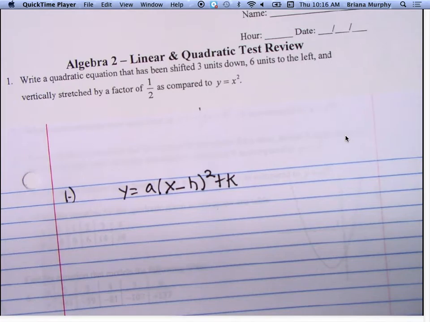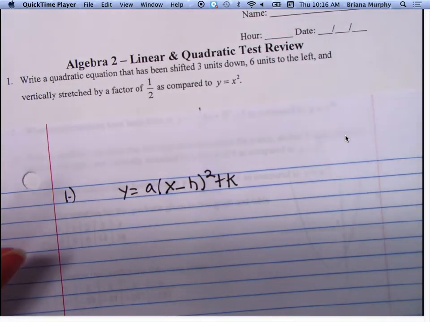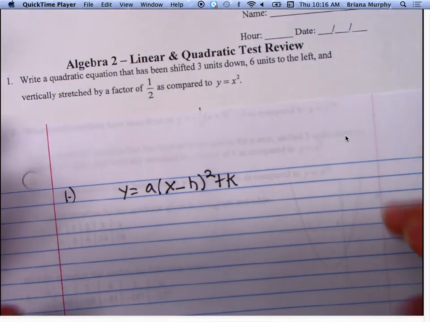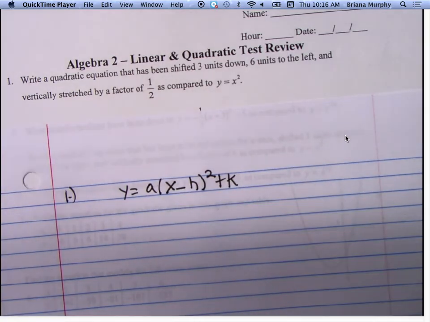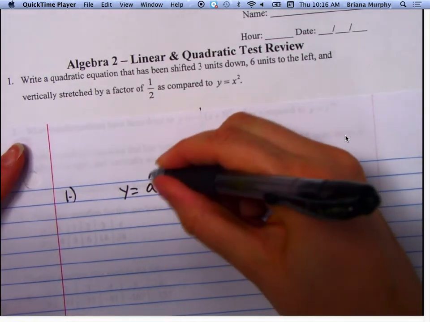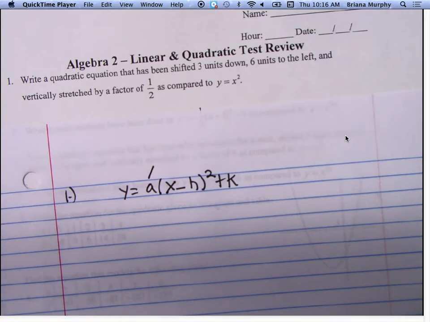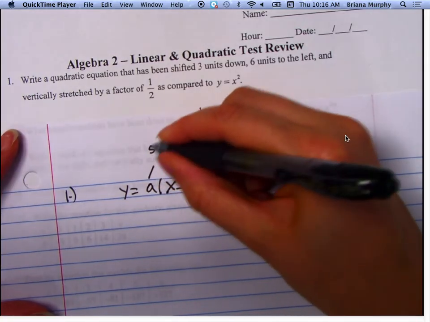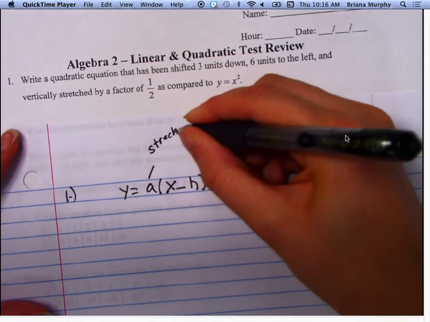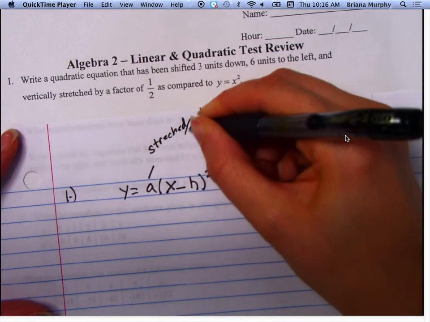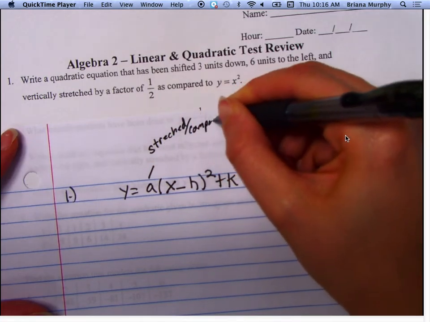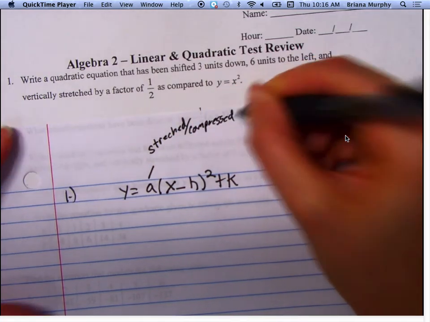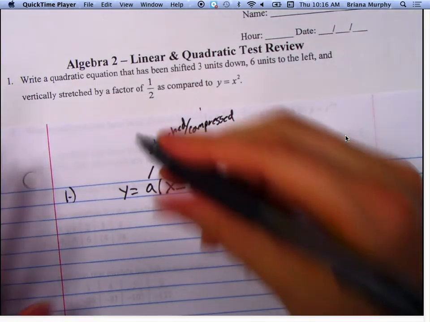Okay. So now I want to know what each of these pieces mean. I don't need to know what x and y mean. That's just each point I can plug right in there. What is A going to tell me? Stretched and what else? Compressed. Or what else? Reflected or not.